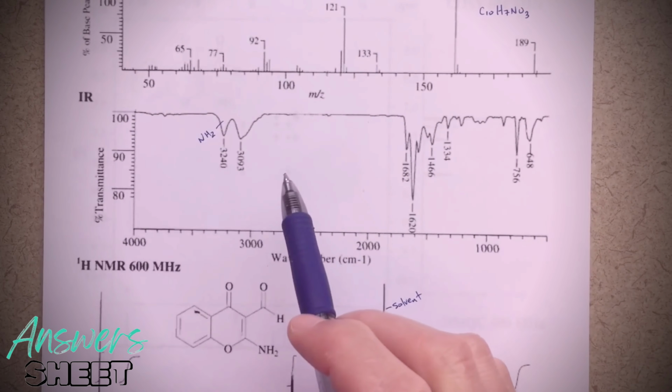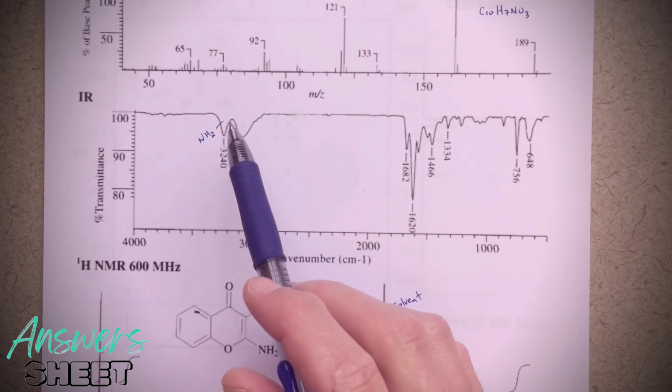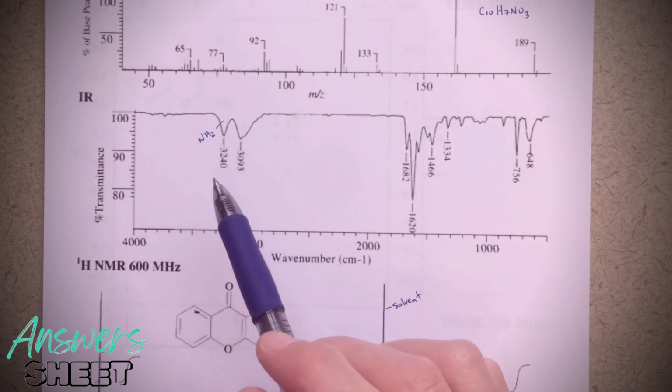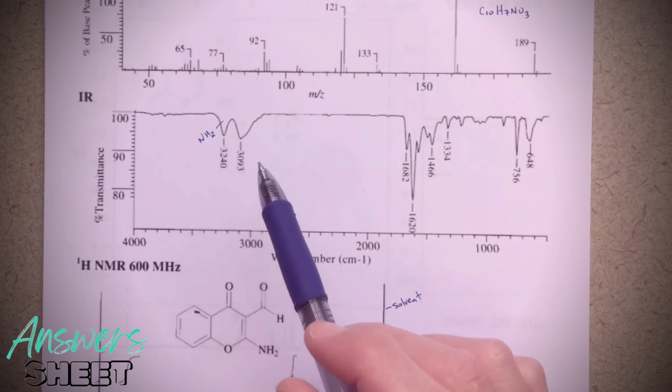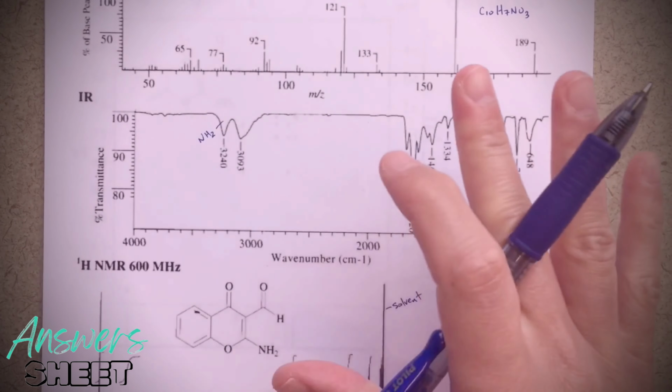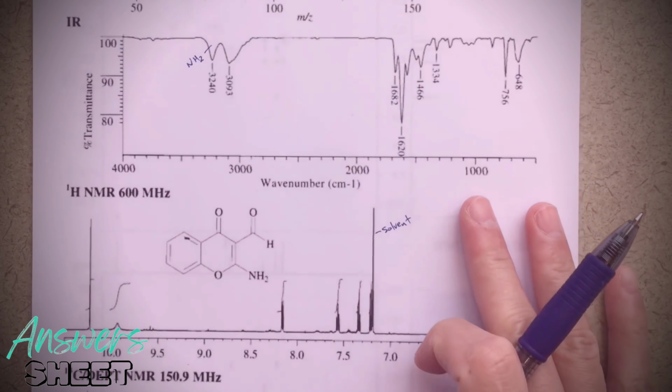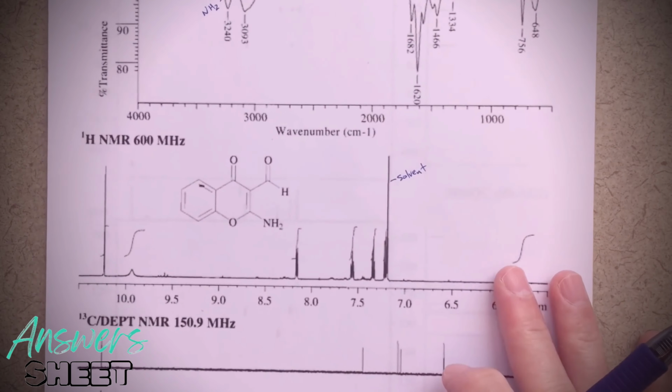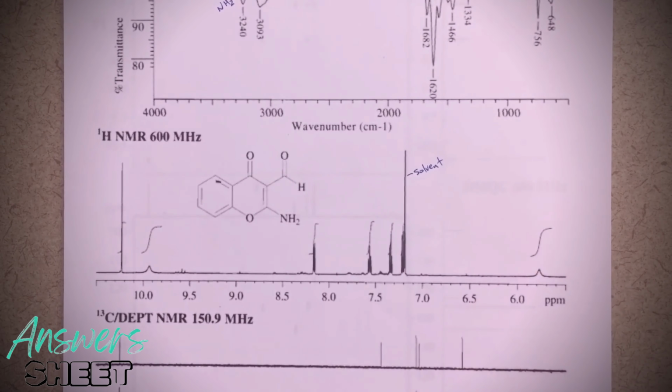In the IR, I can see that we've got probably this NH2 peak here, this peak at 3240, that's probably the NH2 spike. 3093, that's probably sp2 hybridized CHs, but again, less important for this problem. This is definitely more of a two-dimensional NMR problem. So let's go ahead and get into it.